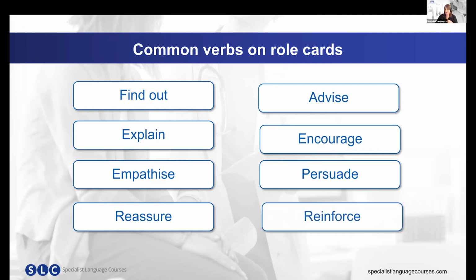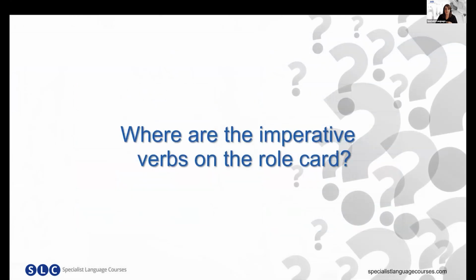It's really good when you're doing your OET preparation to be aware of these common verbs, understand what they mean, and have a bank of phrases to use to express each of these verbs. Something else that's important for you to know is where you can find these verbs on the role card.